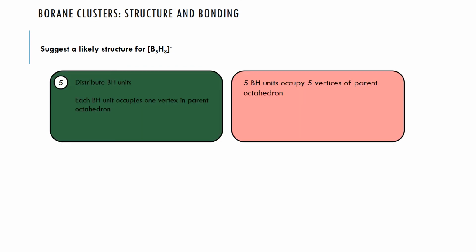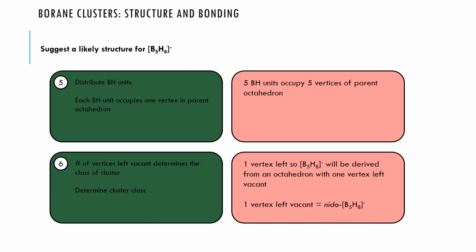And if you're asked to suggest the likely structure, then you've got to distribute these BH units. So if we distribute our 5 BH units, we stick those on 5 vertices of the parent octahedron. We've now got 1 vertex left, because each one of those BH units sits on one of the 6 vertices of our octahedron, but there's 1 vertex left. And when there's 1 vertex left, then the cluster class equals nido.